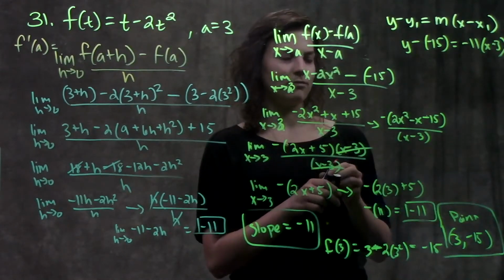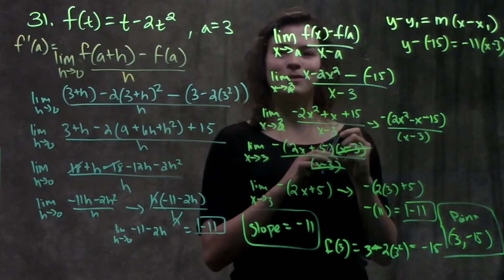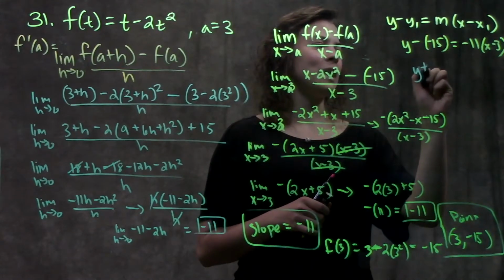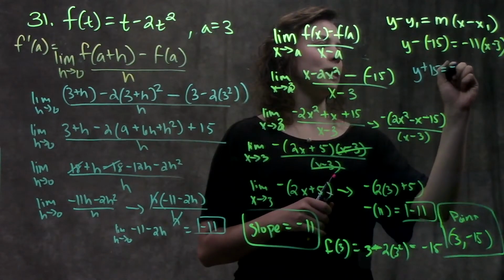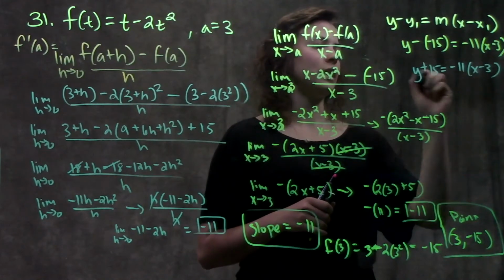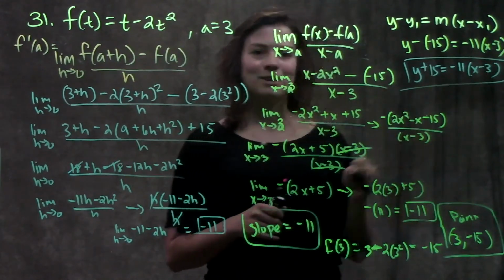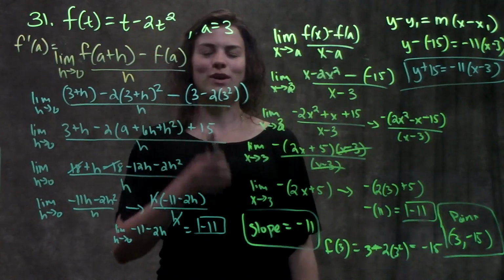And that's your final answer. Let me write it in another color so you can actually see it. You get y plus 15 is equal to minus 11 times x minus 3. And that's the equation of the tangent line at the point a equals 3.